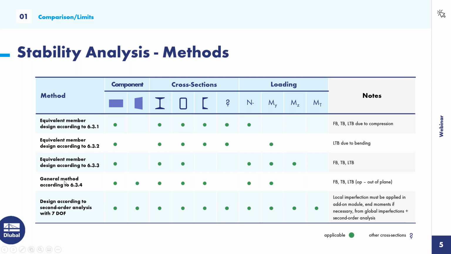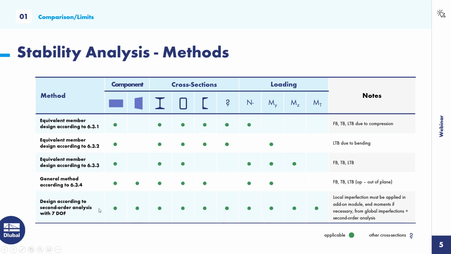Fourth line, general method according to 6.3.4. This method is also valid for non-uniform components. The cross section must be single symmetric, and the load can be compression and bending about the principal axis y.